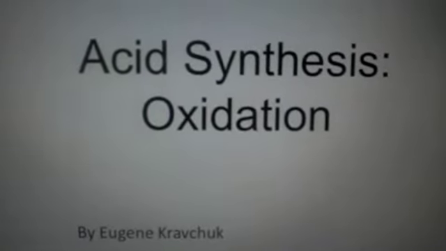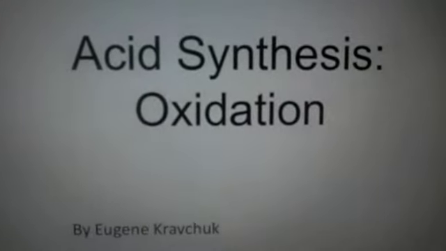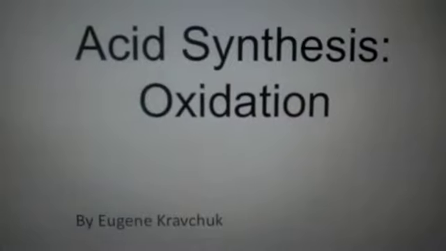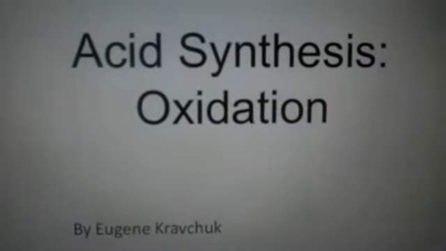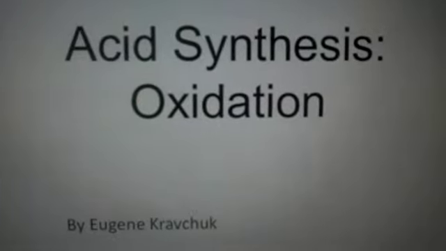And I will talk about synthesis of carboxylic acids by oxidation, and there will be four different reactions presented. Three of them are going to be using KMnO4, and the last one is going to be using silver oxide to get a carboxylic acid. So let's see what we have.